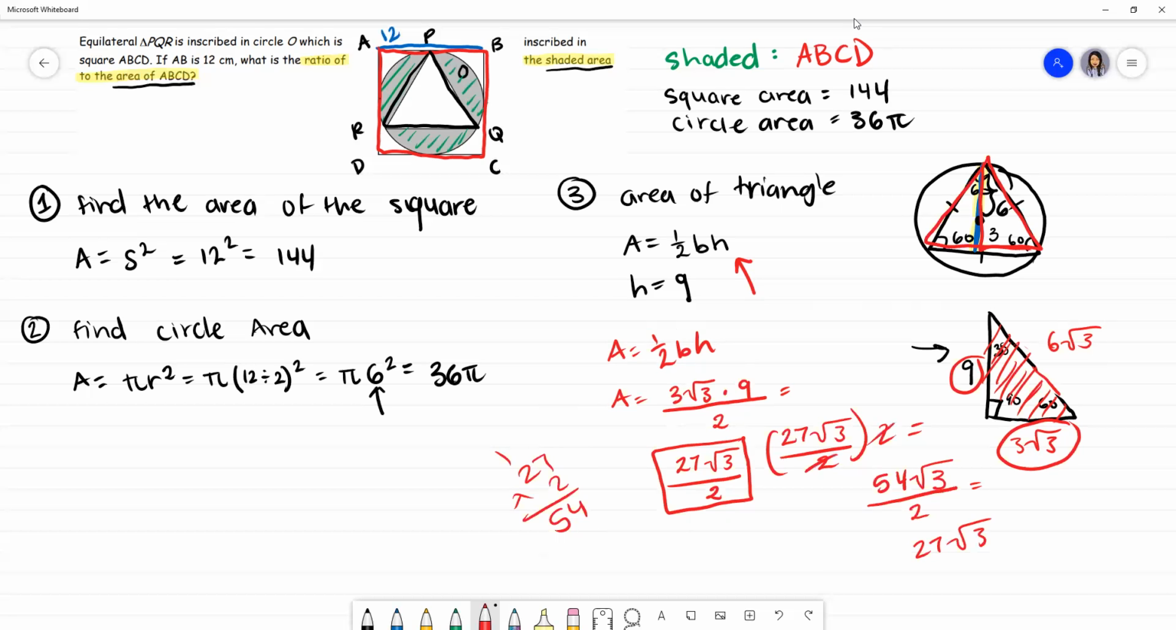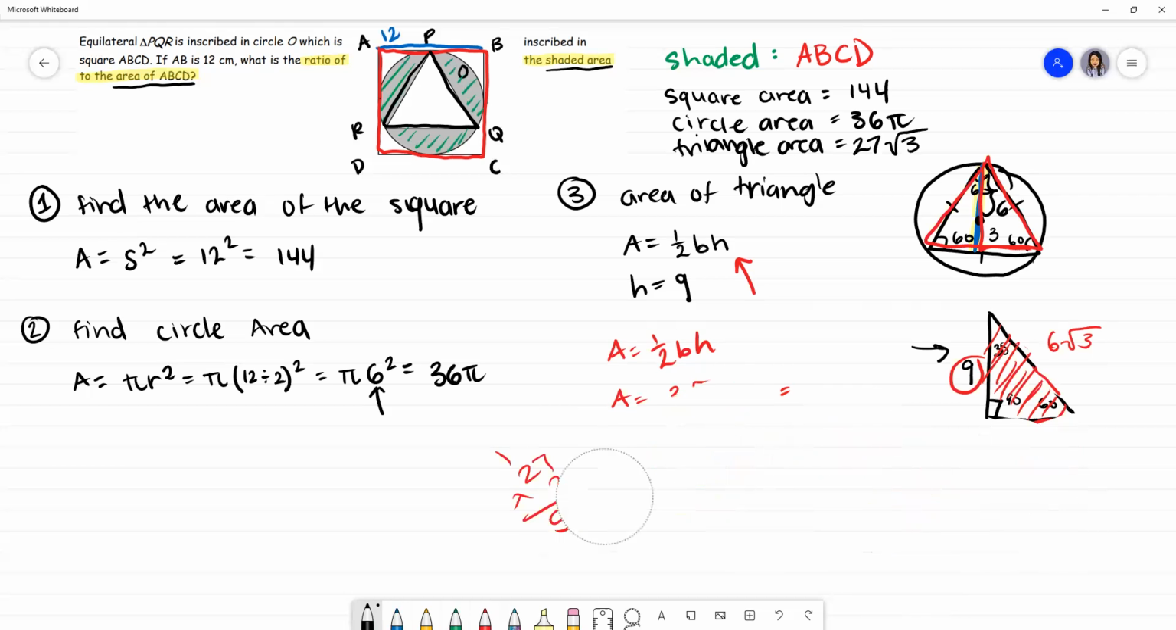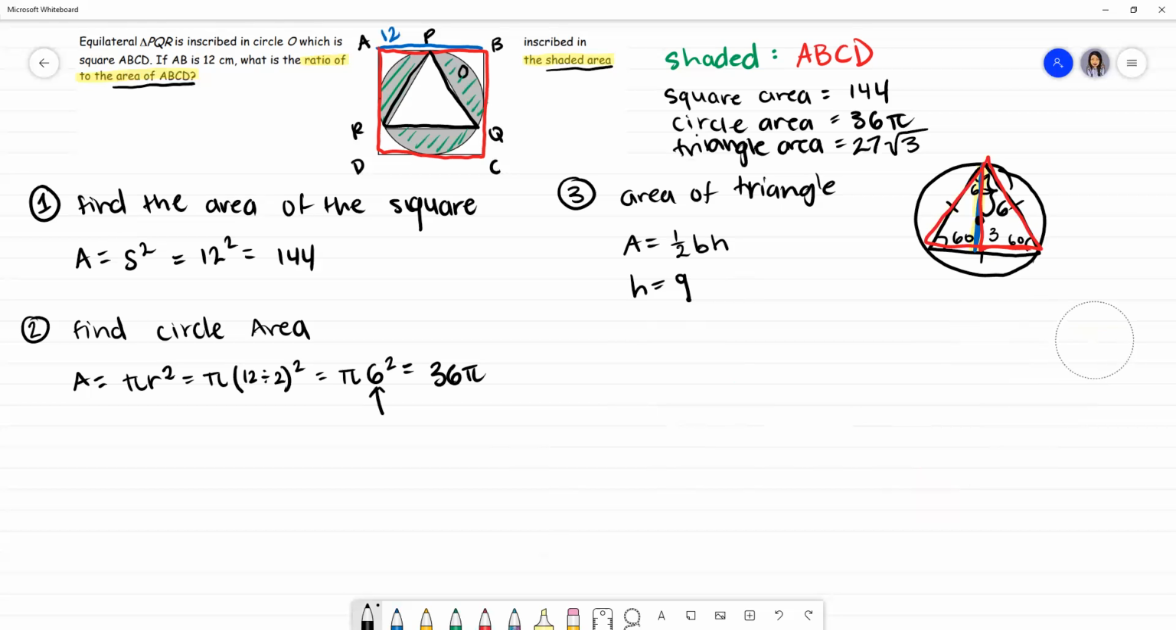We could have just crossed these out, but now we know the area of our triangle, so we can write it up here. So our triangle area is equal to 27 root 3. I'm just going to erase all of this to make some room. So now that we know all of our areas, we can plug it in to get the ratio. So our ratio.